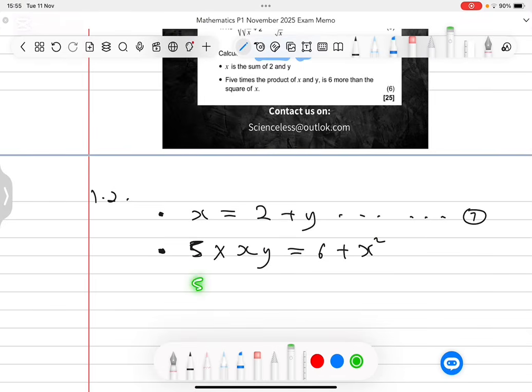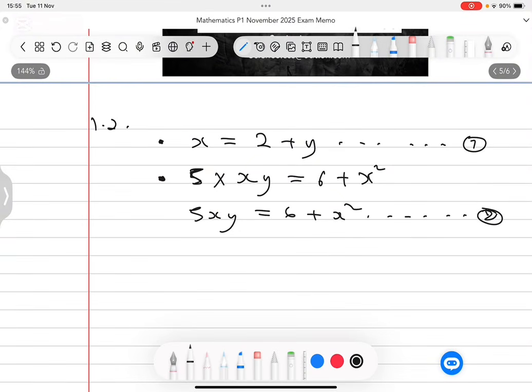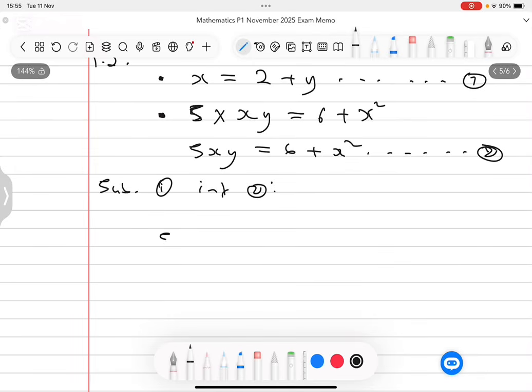Now from here I can just write this so that it's sitting like 5xy. I'm just removing this and writing it with a space, because space means multiplication. Then I can say this is equal to 6 plus x squared, and I can then call this equation 2. Then from here, it looks like something that you already know, that we've been working with throughout the year in different question papers. I will then simply say substitute equation 1 into equation 2, so that now I have the 5y. So we're having the 5y here. Then our x we're saying is 2 plus y.